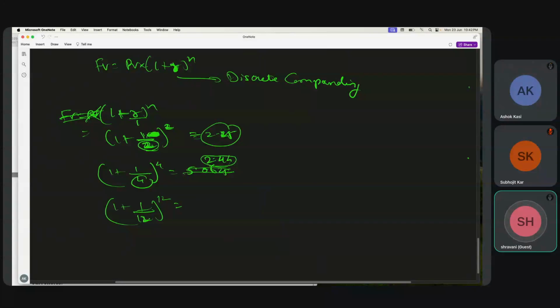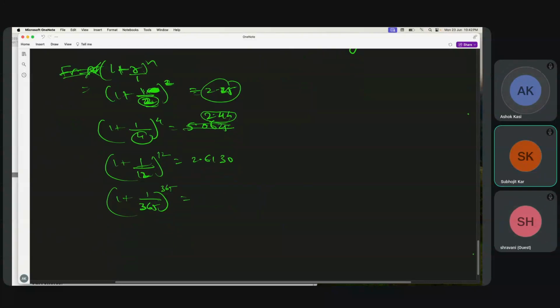Now you check. 2.6130. Okay, fine. Now, instead of monthly, I'll go for daily. It's 2.7145. Okay, so 2.71. So we have 2.25, 2.44, 2.61, 2.71.